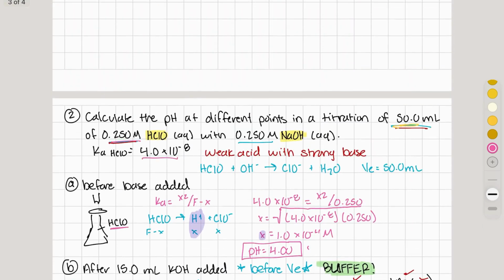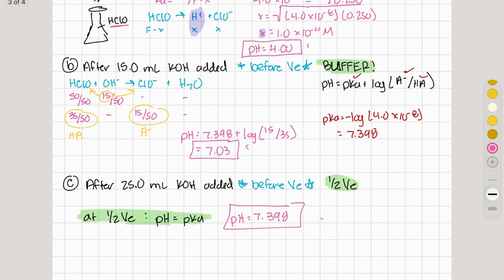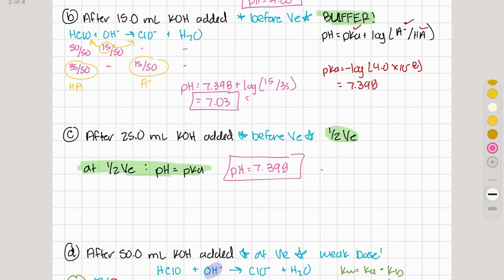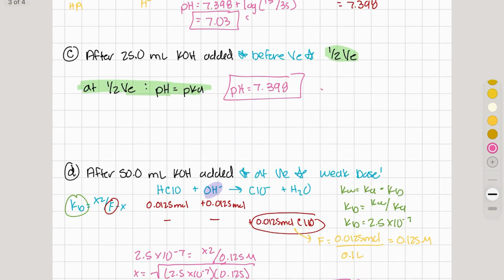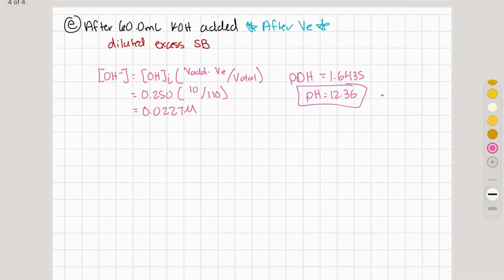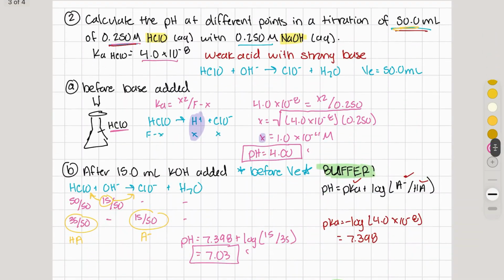A few things that would have been helpful to write down would be remembering what to do when we have before base is added, knowing that before VE, we are at that buffer. When you're at 1/2 VE, pH equals pKa. When you're at VE, you're going to want to think about what kind of solution you have. So we have that weak base, so we can use that Kb. And then after, we're able to use that shortcut. So I would just take all of these and write them in a little section on your cheat sheet to help you remember what to do when you have a weak acid being titrated with a strong base.